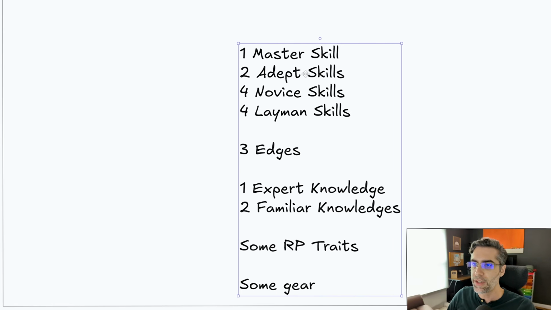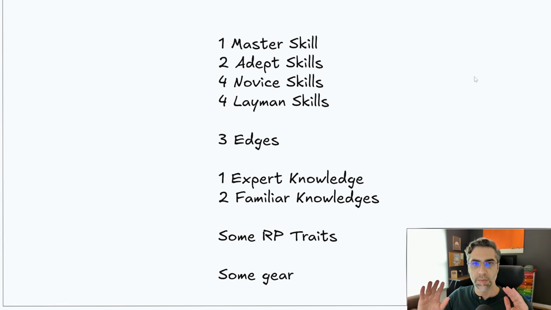And the way this looks is every player character, which we'd call a survivor, has 1 master skill, 2 adept skills, 4 novice skills, and 4 layman skills. They have 3 edges, 1 expert knowledge, 2 familiar knowledges, some role-playing traits, and some gear. And they'll all have this. Every single one, no matter what choices you make, all exist within these bounds. It means that balance-wise, it keeps characters very in line with one another.